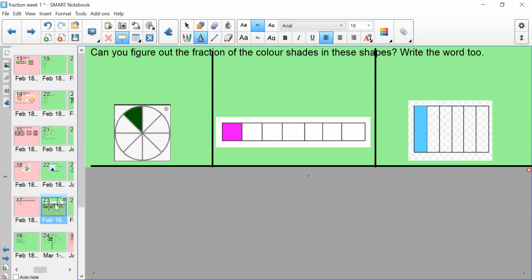Your next step is now to look at these shapes and figure out what the fraction is of the color that is shaded in these shapes. See if you can write the word too. Again, pause the video and think if you can work out the fractions of these shapes.